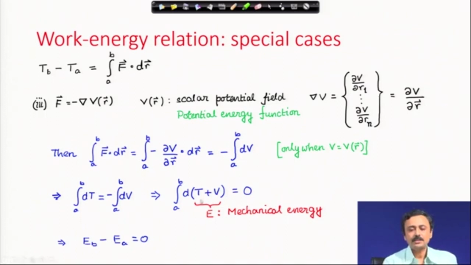I am writing this T plus V as E, which is the total mechanical energy, and if I do this integral, it is E at location B minus E at location A, that is equal to 0, which means that the total mechanical energy at B must be equal to the total mechanical energy at A. So, energy is conserved if the force is a negative gradient of a potential function.